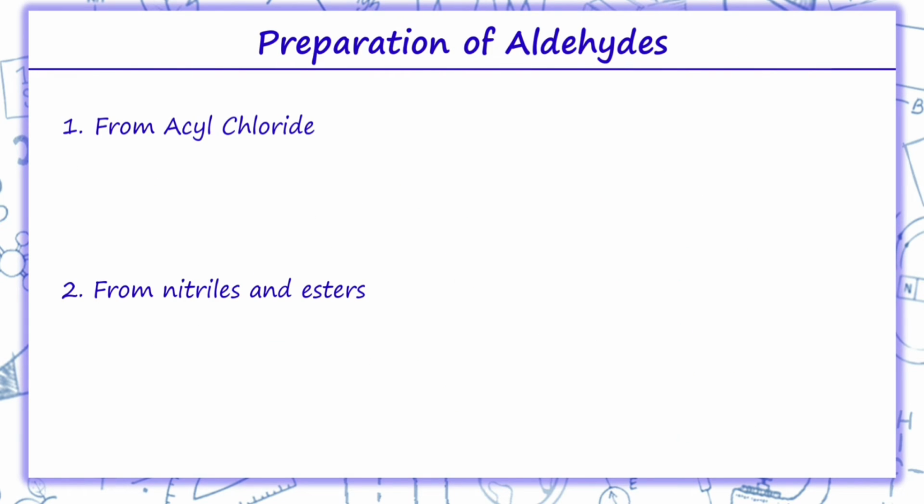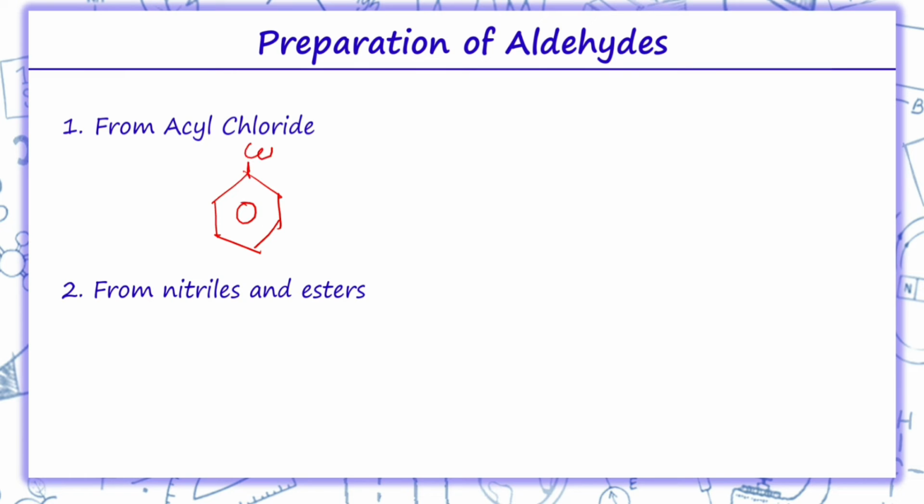Now, moving on to the preparation of aldehydes only. Now, we will be discussing the reactions through which only aldehydes can be prepared. So, the first is from acid chlorides, that is acyl chloride. Here, acid chloride is hydrogenated, that is hydrogen is passed over it over catalyst palladium on barium sulfate. This reaction is Rosenmund reaction.